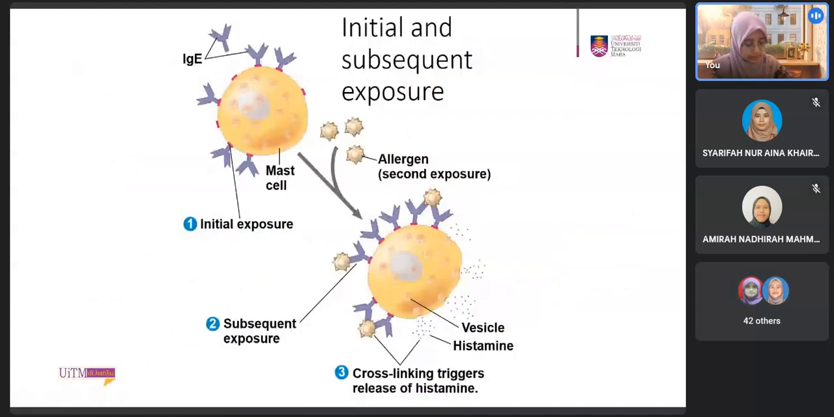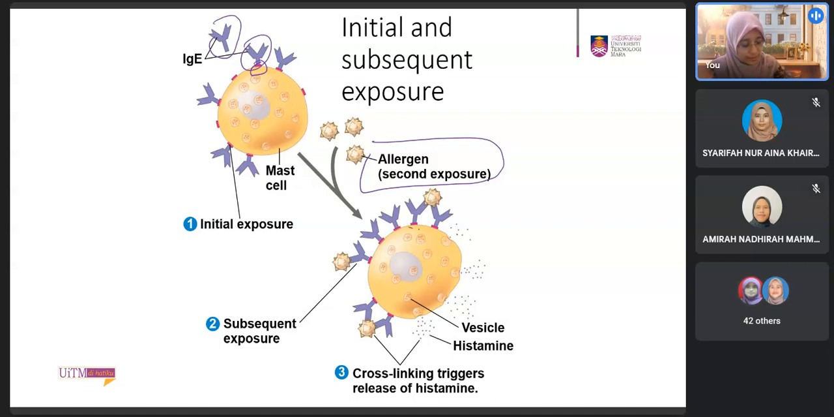Okay, so sama je. So this is the same diagram, initial and subsequent exposure. So initial exposure, your body produces IgE. IgE bind to receptor on mast cell. Mast cell sekarang dah ready untuk allergic reaction tu when you are exposed again for the same allergen.